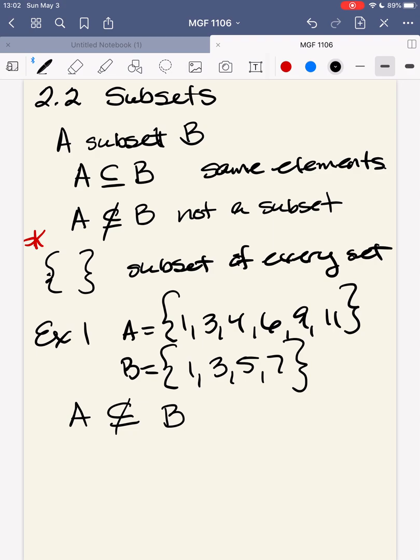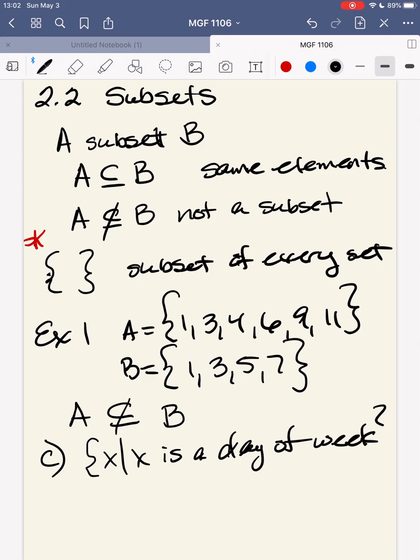If we go ahead and look at part C for this one, I have X is such that all elements in X is a day of the week. Excuse my horrible handwriting today.